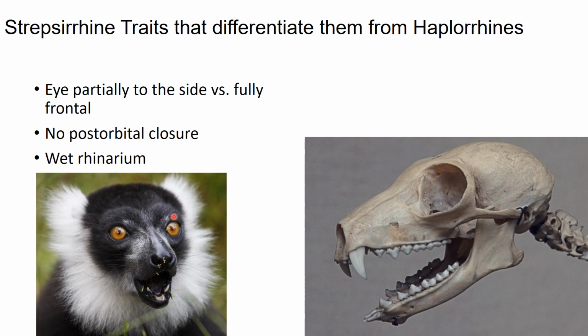Additionally, you might notice the eye is partially to the side rather than forward facing, which is something we see as a difference between strepsirrhines and haplorhines. And there's no post-orbital closure. Instead, there's something we call a post-orbital bar. What that means is that there is a bar of bone right here that goes around the eye orbit, but it doesn't fully enclose it. So if I were to poke this individual in the eye, my fingers would go right through because there's a hole in the back of their eye.